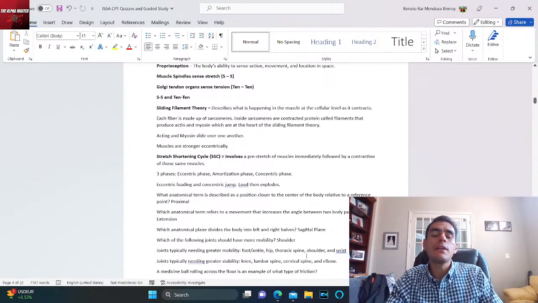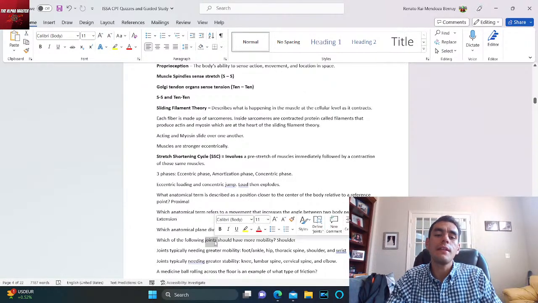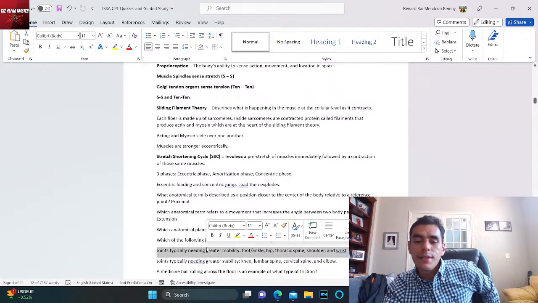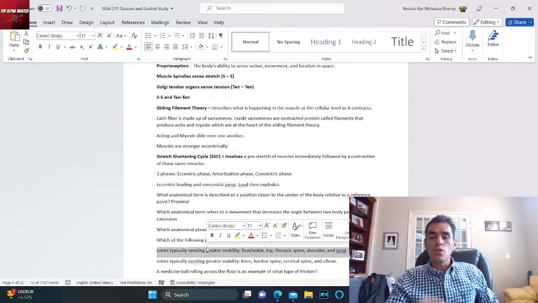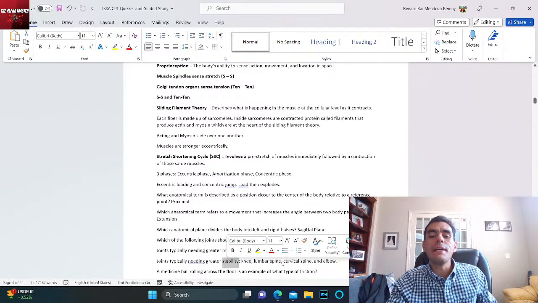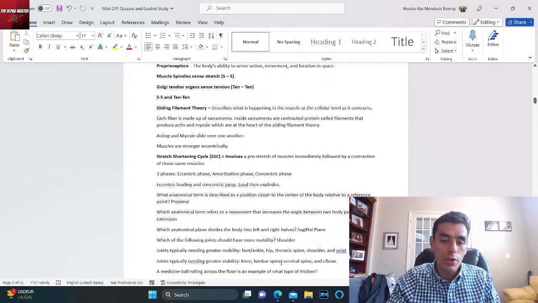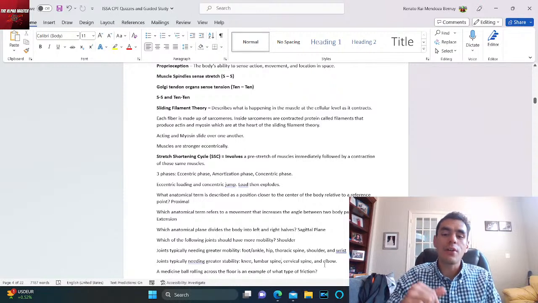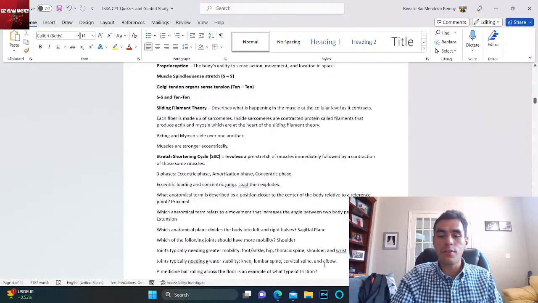The joints typically needing greater mobility are going to be the foot and ankle joint, the hip joint, the thoracic spine, the shoulder, and the wrist. The joints typically needing greater stability are going to be the knee joint, the lumbar spine, lower thoracic spine, the cervical spine, higher than the thoracic spine, and the elbow.